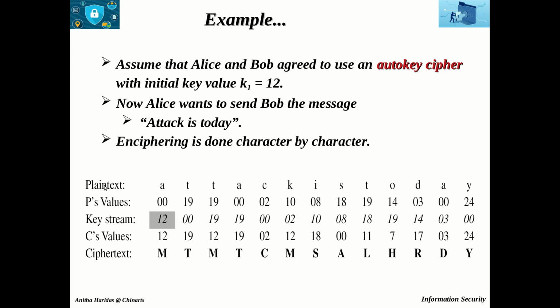Now if you observe here, the plain text will be attack is today, and these are the values, the P values. So this is P1 and this is P2, P3, P4, P5 and so on. So P1 is A and the corresponding integer value. We have seen that for the substitution cipher, Z26 will be used as a set of characters. So the plain text values will be the corresponding integer values of these characters.